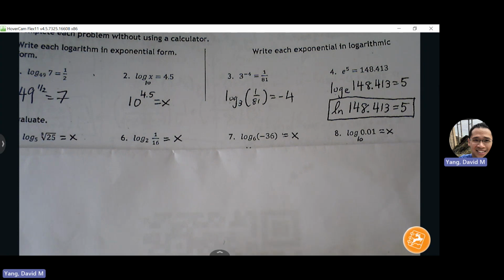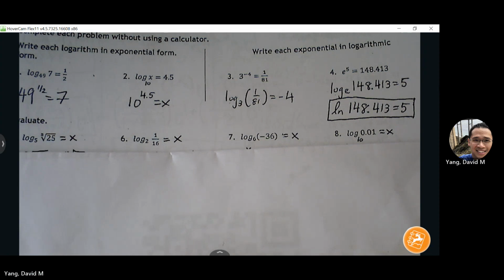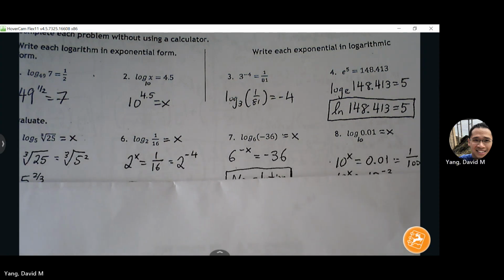Number 6 and 8. Get it into exponential form and then solve for X. Or see if you can get both sides to match with the same base so that you can figure out what the exponent value is.